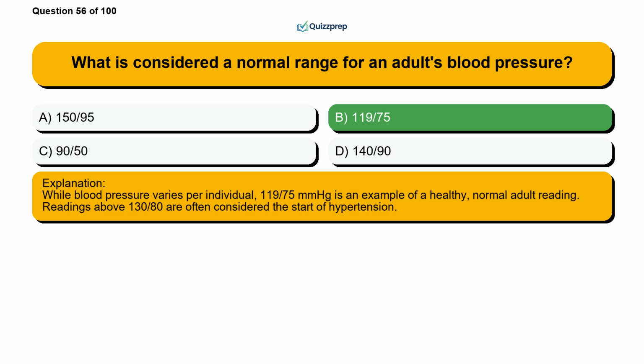While blood pressure varies per individual, 119/75 mmHg is an example of a healthy, normal adult reading. Readings above 130/80 are often considered the start of hypertension.